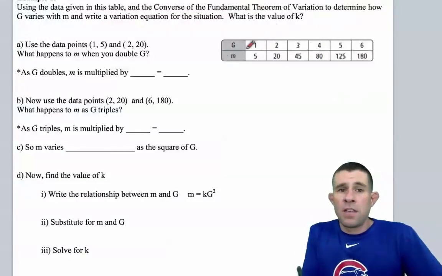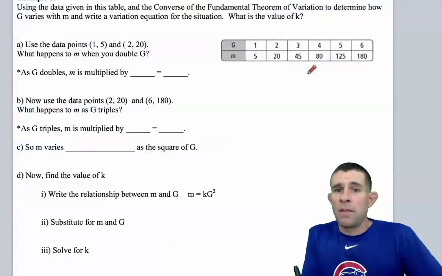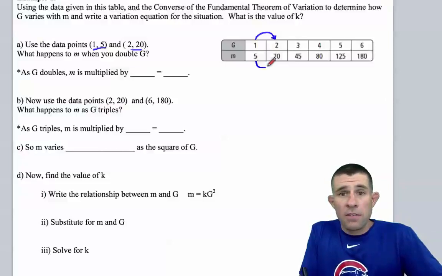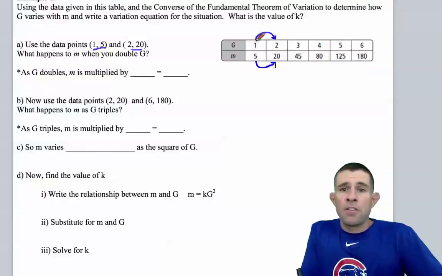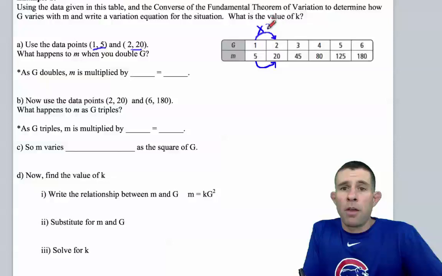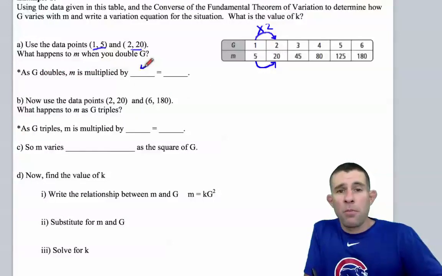In our first example here, we're given a table of data, and we're asked to use the points (1, 5) and (2, 20). So here's G, it's going from 1 to 2, and M is going from 5 to 20. So ask yourself, what's happening to G? It's being multiplied by 2, it's doubling. Well, what's happening to M? As G doubles, we say that M is being multiplied by 4. Or another way to state that is 2 squared.